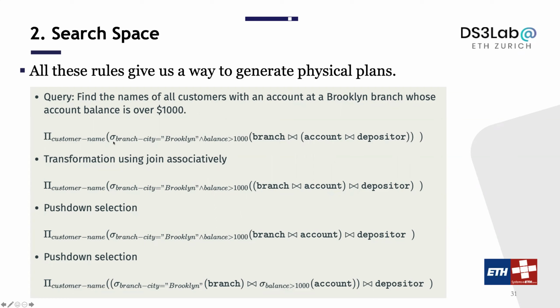You do one projection, then a selection over the join. And then you can apply each of the transformations. You can change the join order, so instead of joining account with depositor, I join branch and account together first. And then I push down my selection: I only look at the branch table with this branch, and the account with this balance, and then I do the join. So then you get the final one. Each of these four are semantically equivalent. They give you exactly the same result for all possible database instances. However, they have different cost, as we will see.